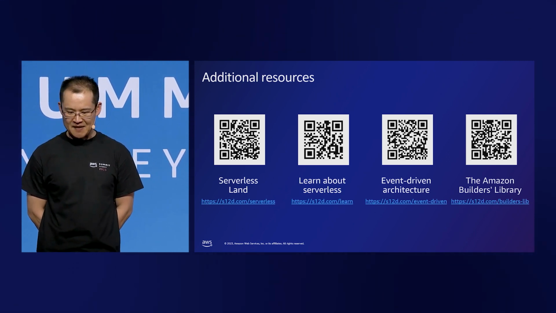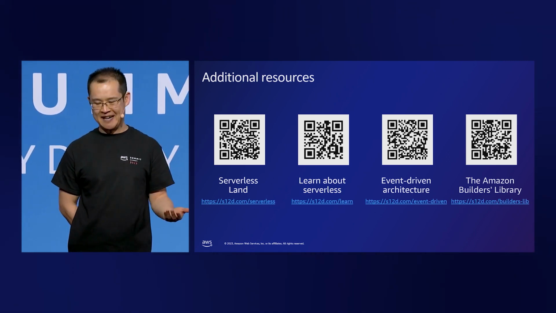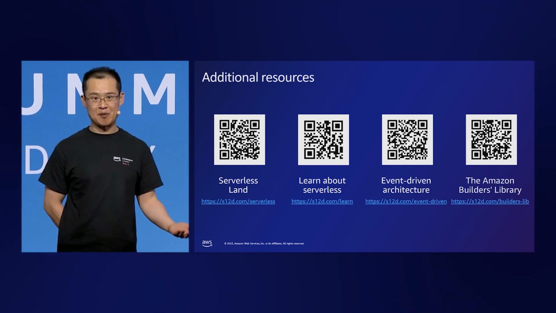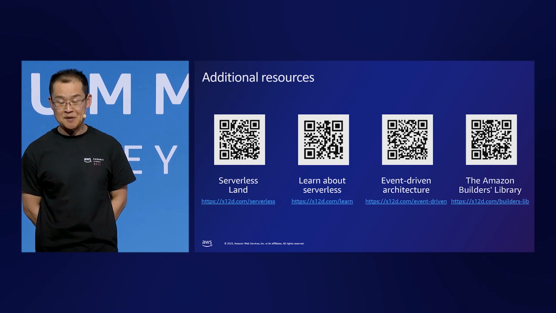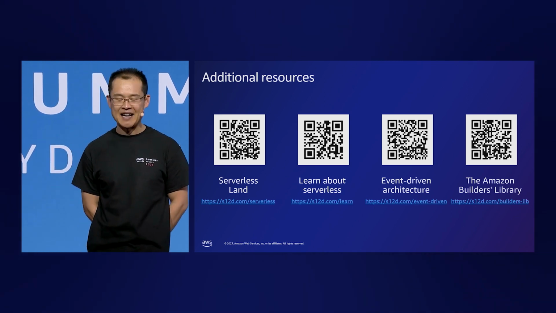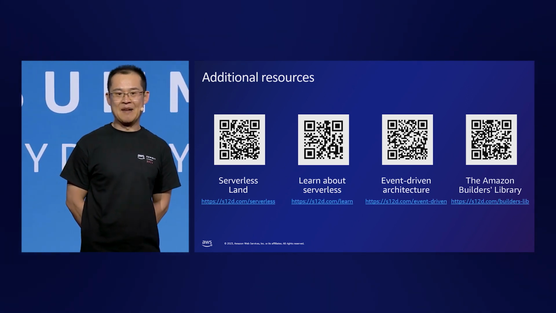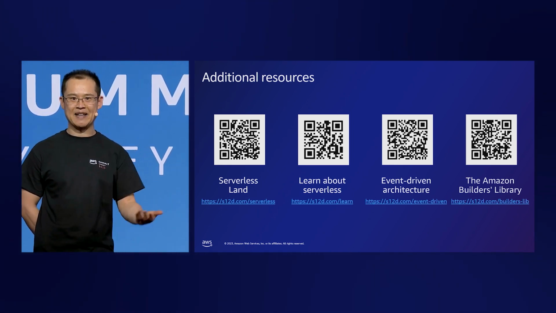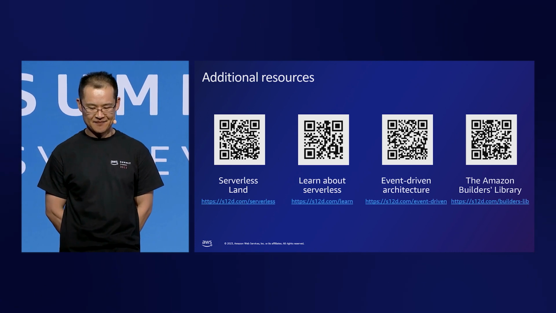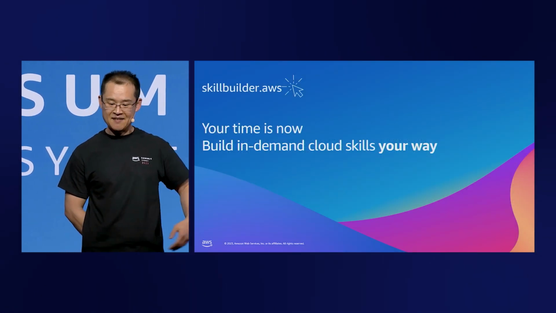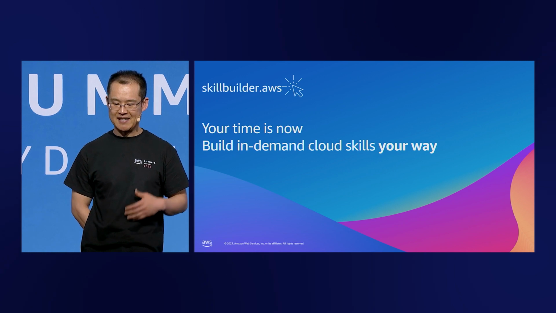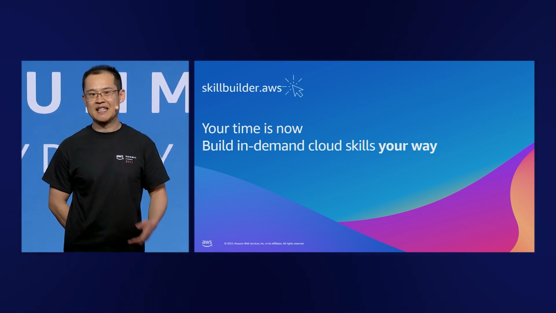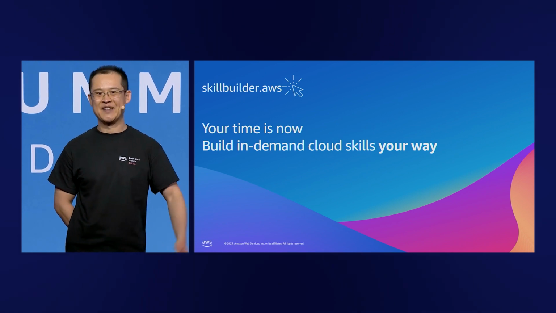In particular, Serverless Land is a site that brings together the latest information and patterns for solving common business problems using serverless. And Amazon Builders Library is a collection of articles on how Amazon develops, executes and operates large applications at scale. And again, Scale Builders is a place where you can explore hundreds of free courses, hands-on labs, and games developed by the AWS training and certification team.